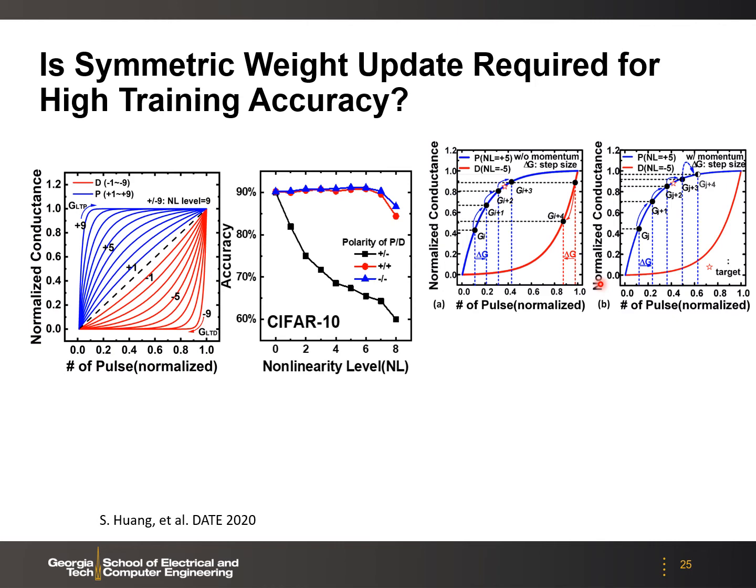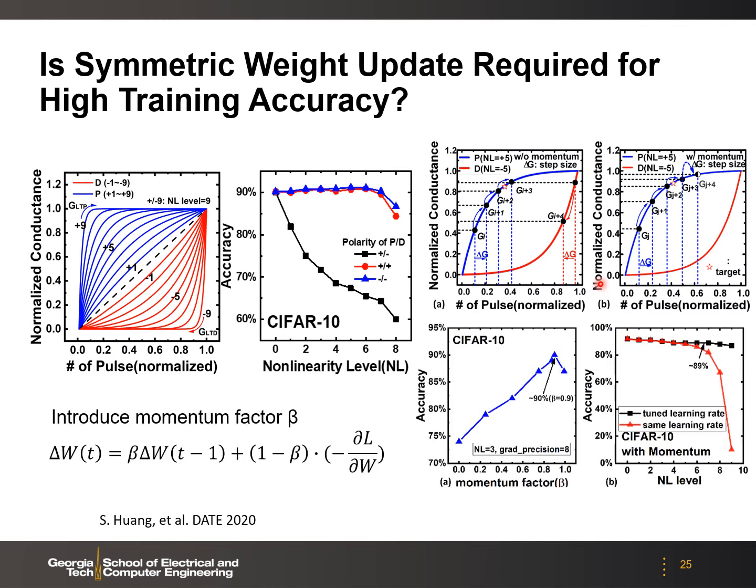To avoid this kind of problem, we propose a weight update rule utilizing momentum. So here the idea is to determine the weight update step not only following the current gradient, but also considering the accumulation of the gradients in the past few steps. With the optimized momentum factor beta, we can achieve very good robustness against the nonlinearity under asymmetry.